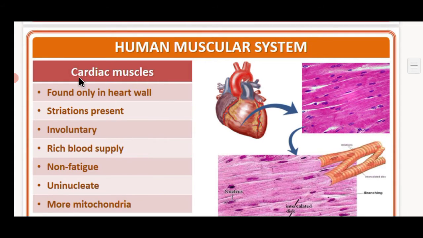And the third muscle fibers are cardiac muscle fibers. They are found in the heart wall. Cardiac is a word which we use to represent the heart. So anything which has cardiac in it is related to our heart. In this muscle, striations are present, but these striations are somewhat different from the skeletal muscle fibers. They are also involuntary, that means they are not in our control. Our heart beats by itself, and they have a rich blood supply. These muscles are non-fatigue, that means they never stop. From the time we are born till the time we die, our heart keeps on beating. So these muscles never stop.